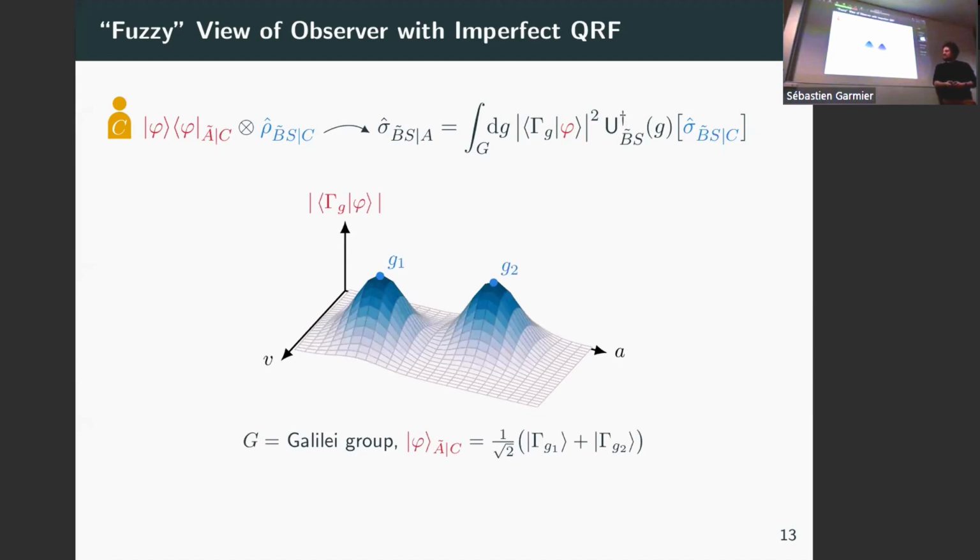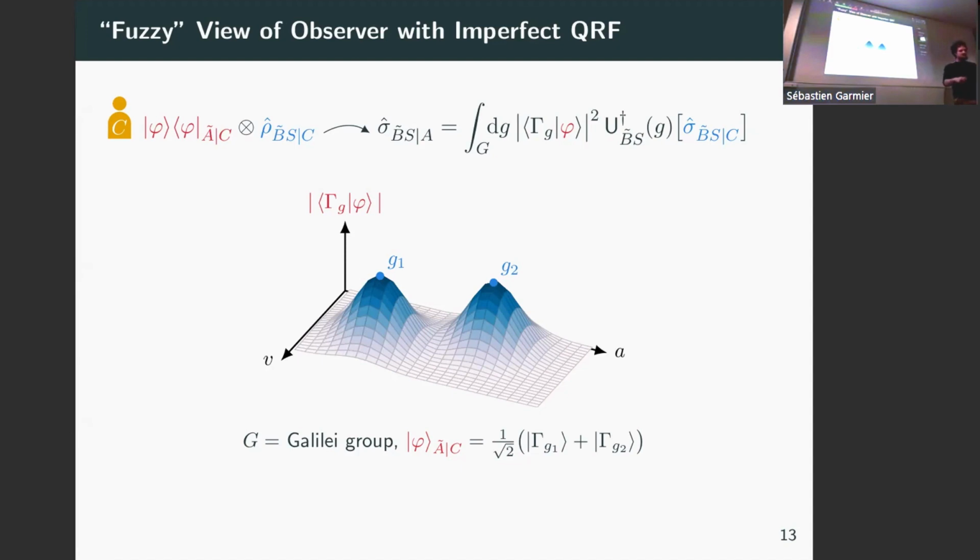And now let's take again the Galilei group. Let me prepare this red phi state in a superposition of two classical frame states. I have here plotted this overlap because this is the essential thing that governs the result. And as you can see, there are two peaks. The fact that there are two is kind of expected from the fact that we had at the beginning this superposition of two states.